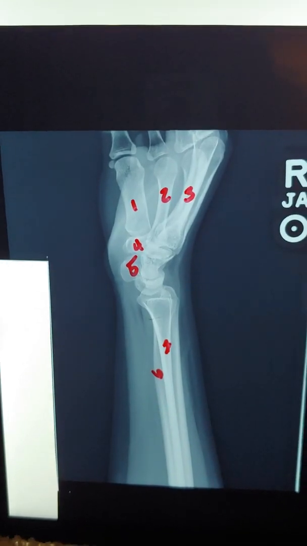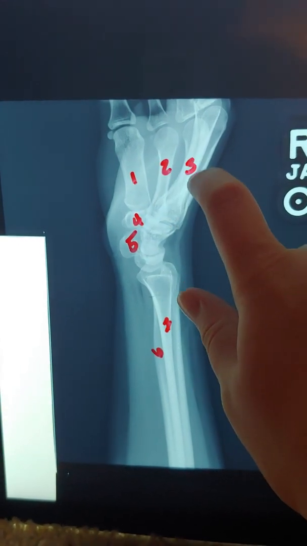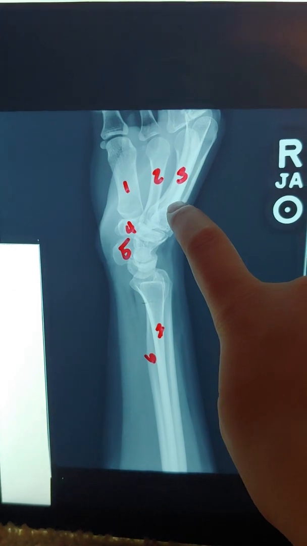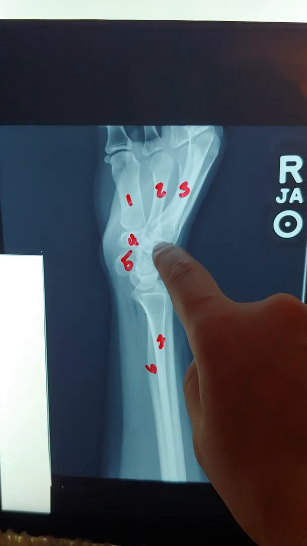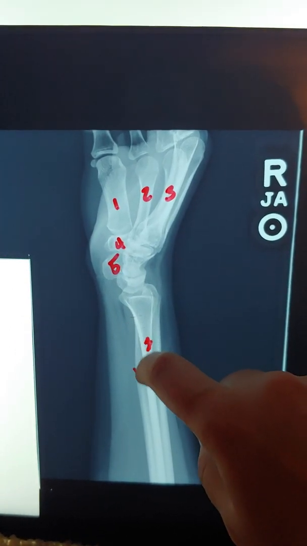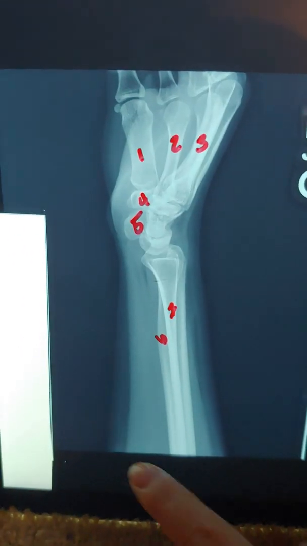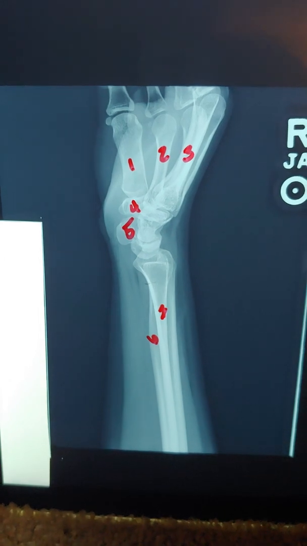In the lateral projection, you can see the first metacarpal, the second metacarpal, and the third, fourth, and fifth metacarpals are superimposed. You can see the trapezium and you can see the scaphoid. The other carpals are superimposed. And you can also see the radius and the ulna. You can also see in each of my projections that soft tissue is visible.